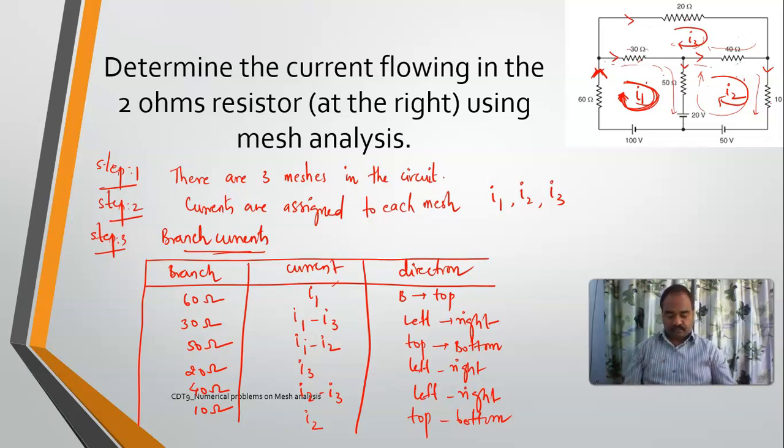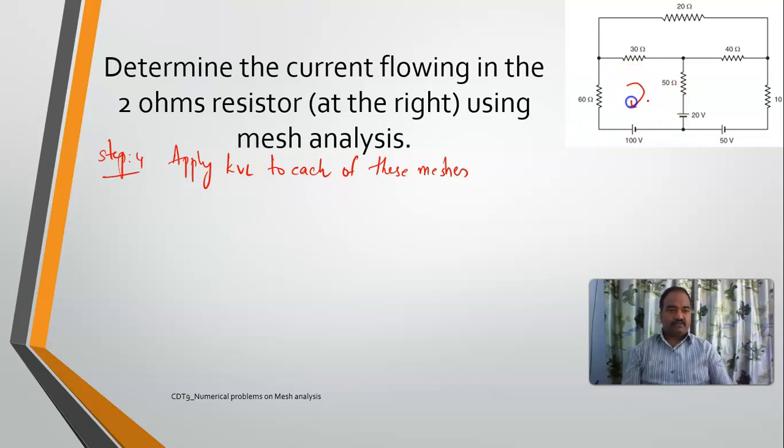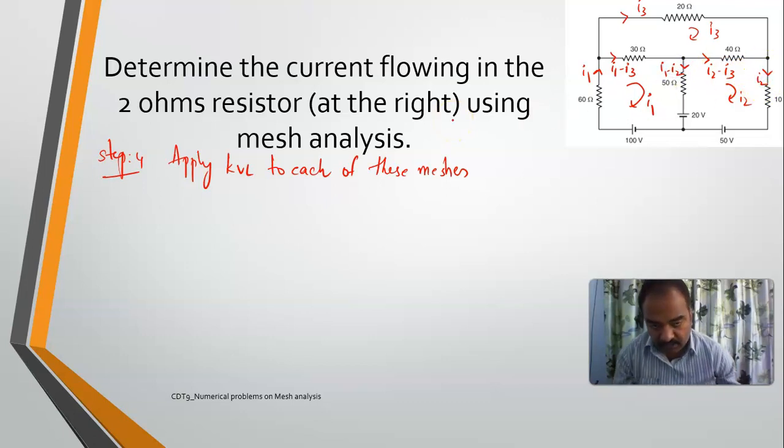This is my step number 3. Now moving on to step number 4. I am supposed to apply KVL for each of these meshes. So I'll go with the first mesh. This is I1, this is I2, this is I3, right? I have mentioned the currents also. This is I3, this is I1 flowing, this is I1 minus I3, this is I2 minus I3, this was I1 minus I2, and this is I2, right?